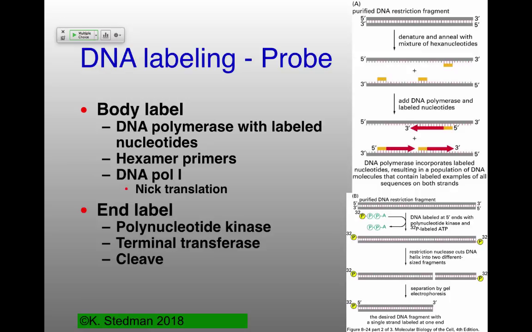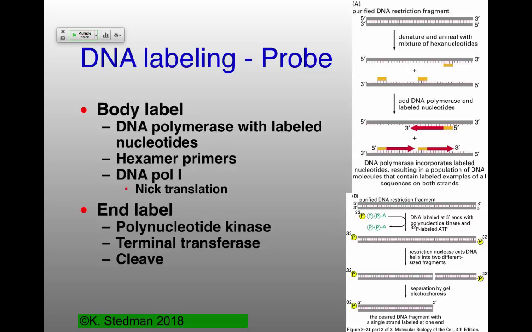Why? Olivia thinks she knows. It has an exonuclease. I think it actually has a lot of exonucleases, 5' to 3' and 3' to 5'. So what's going to happen if you talk about DNA polymerase 1?